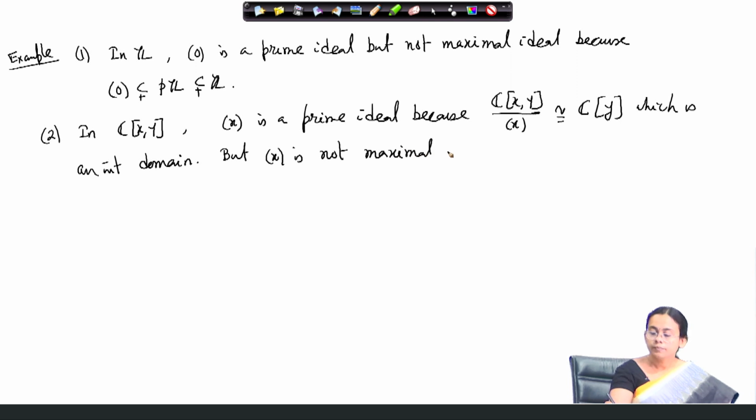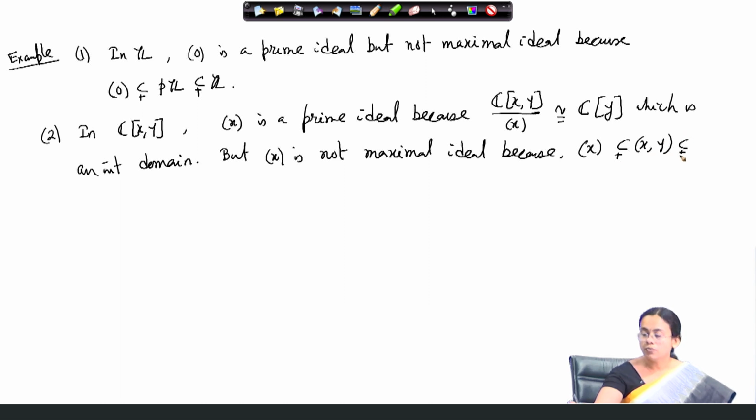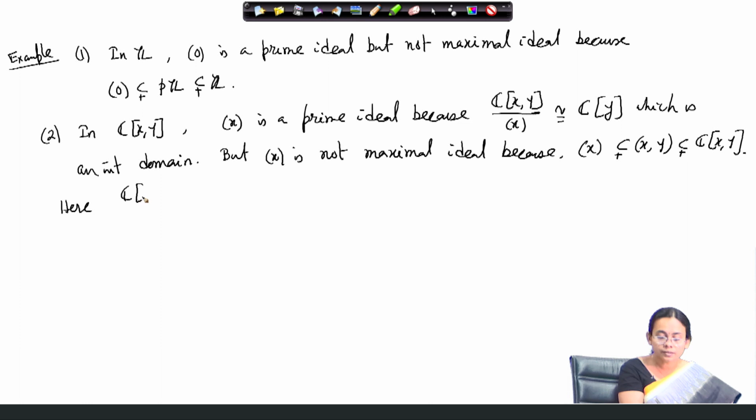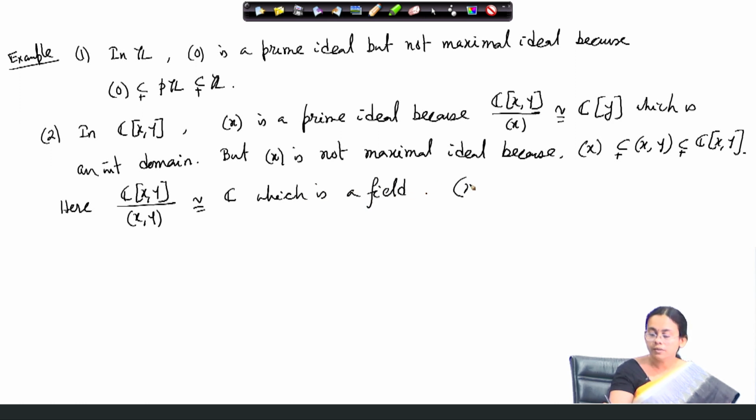Why? Because I can consider this ideal generated by x sitting inside the ideal generated by x and y, which is strictly bigger. In this case you can observe that the ideal generated by x, y is in fact a maximal ideal. So, here C[x,y] quotient the ideal generated by x comma y is nothing but isomorphic with C, which is a field, therefore, this ideal is maximal.